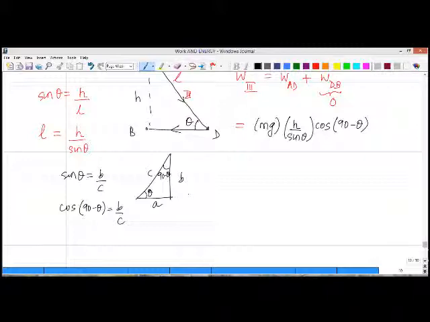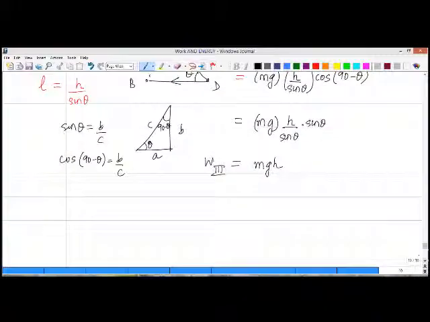And so we have a simple identity that sine of theta is the same as cosine of 90 minus theta, which we'll use here. Now this becomes mg times h over sine theta multiplied by sine theta, and this ends up being equal to mg times h. So this is the work done along path 3, and so we see that that is also equal to mgh.